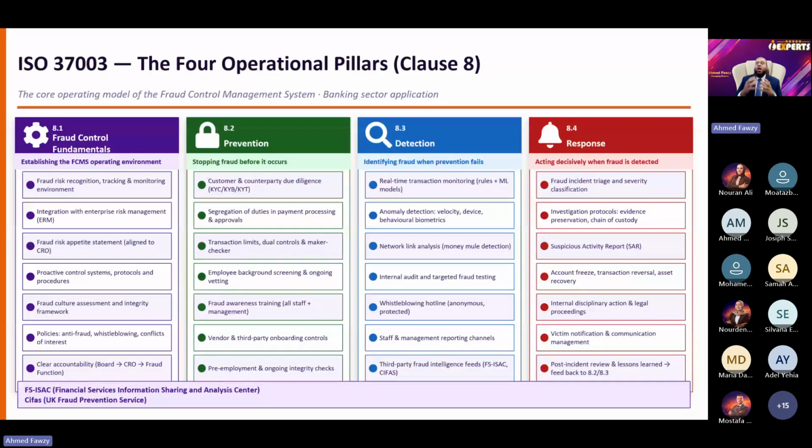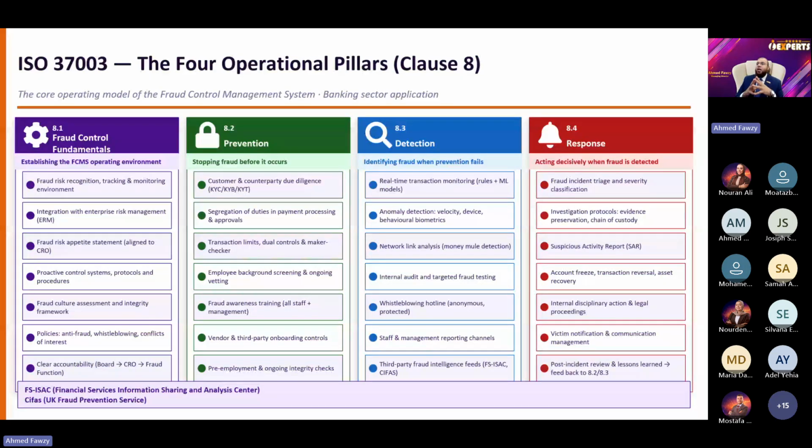We want to have real, in-place systems and real, in-place anti-fraud policies, fraud detection mechanisms, avoiding conflict of interest, not just ink on paper. No, we need it to be implemented and managed well inside this organization. Clear accountability: we have to assign clear accountability for the fraud, and have the board, the CRO, and the fraud function. In addition to that, from the preventive controls, these are the practical exercises.